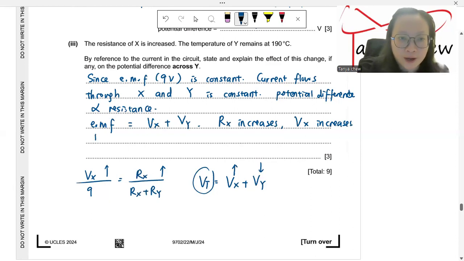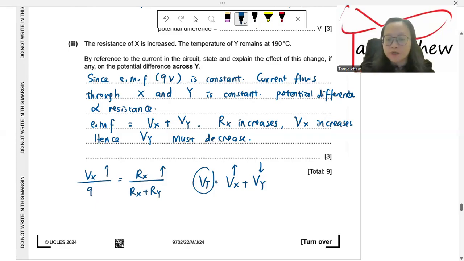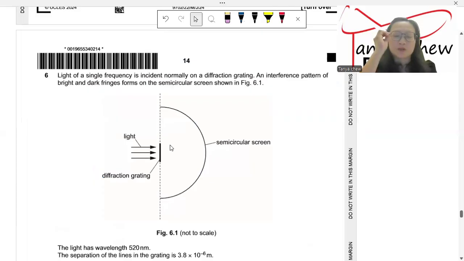Okay, hence Vy must decrease. So Vy will have to decrease because the total EMF is constant. Now, the next one, question number 6.